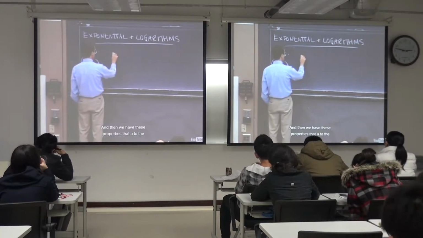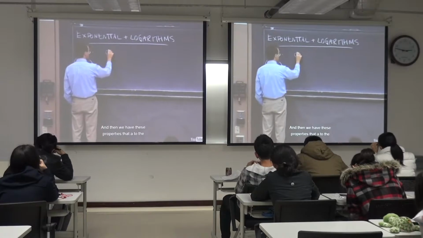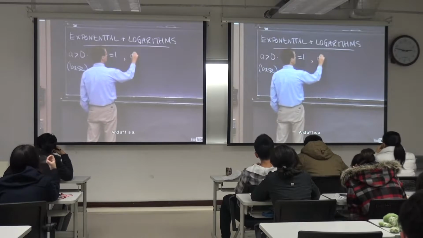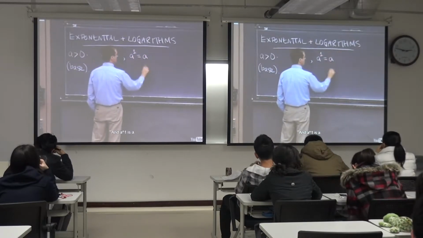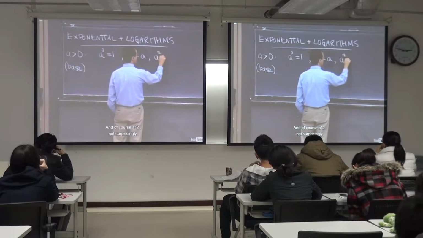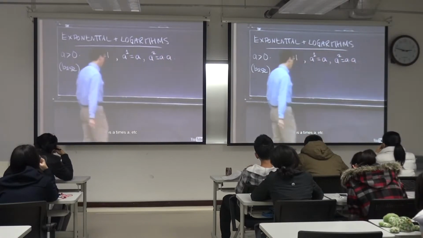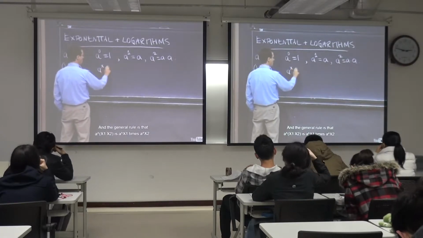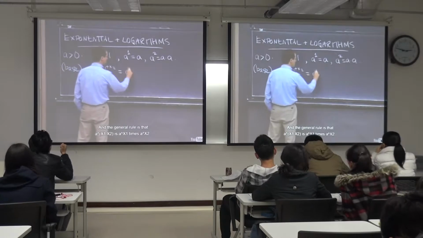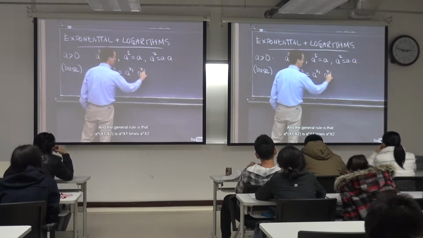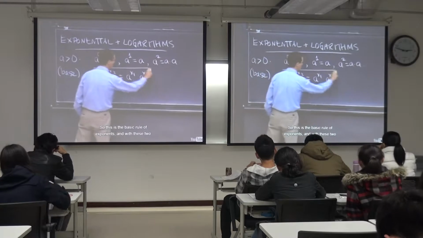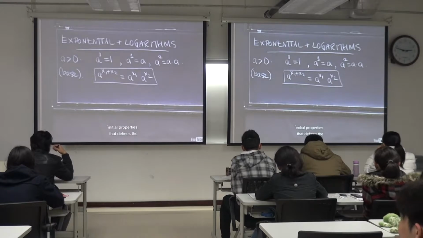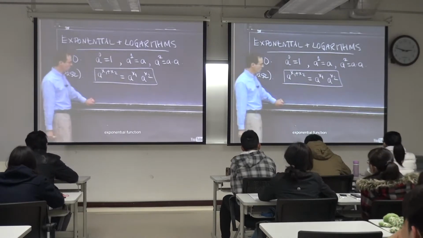And then we have these properties that a to the power 0 is 1. That's how we get started. And a to the power 1 is a. And of course, a squared, not surprisingly, is a times a, etc. And the general rule is that a to the x1 plus x2 is a to the x1 times a to the x2. So this is the basic rule of exponents, and with these two initial properties, that defines the exponential function.